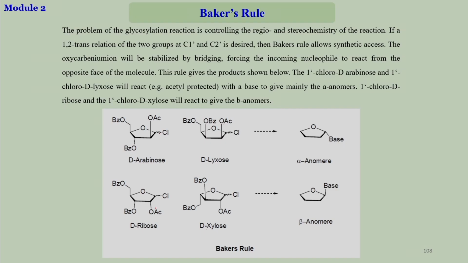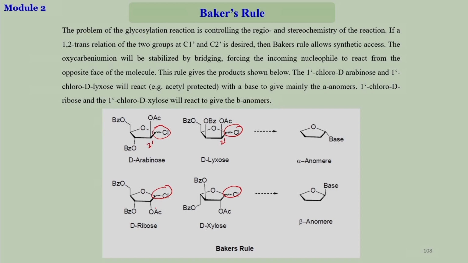But in all cases, whatever stereochemistry you use at the C1', be it beta or alpha, when you do a nucleophilic substitution reaction, that stereochemistry does not matter. What matters is the stereochemistry at the C2' position.